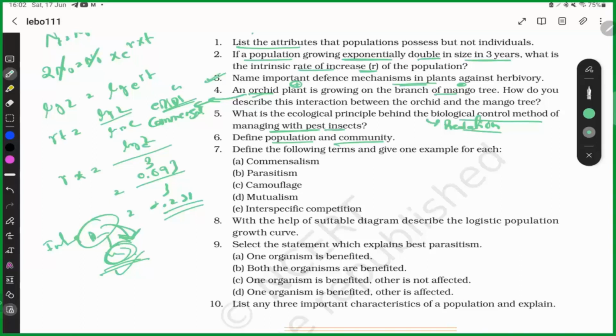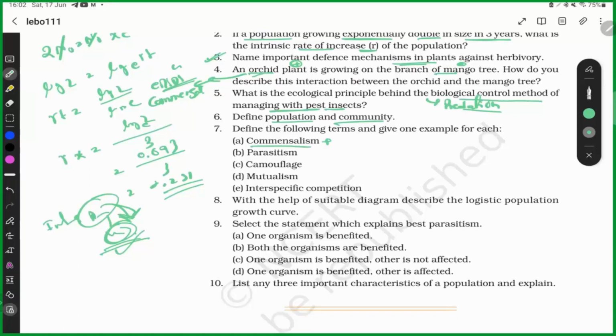Commensalism means it is a population interaction in which one species is benefited and the other is neither benefited nor affected; it is unaffected. For example, an orchid growing on the branches of a mango tree. Parasitism is an interaction between two species in which one species is benefited and the other is harmed. There are different examples. Liver fluke is a parasite which lives within our body and derives nutrition from our body, but it causes harm to our body.